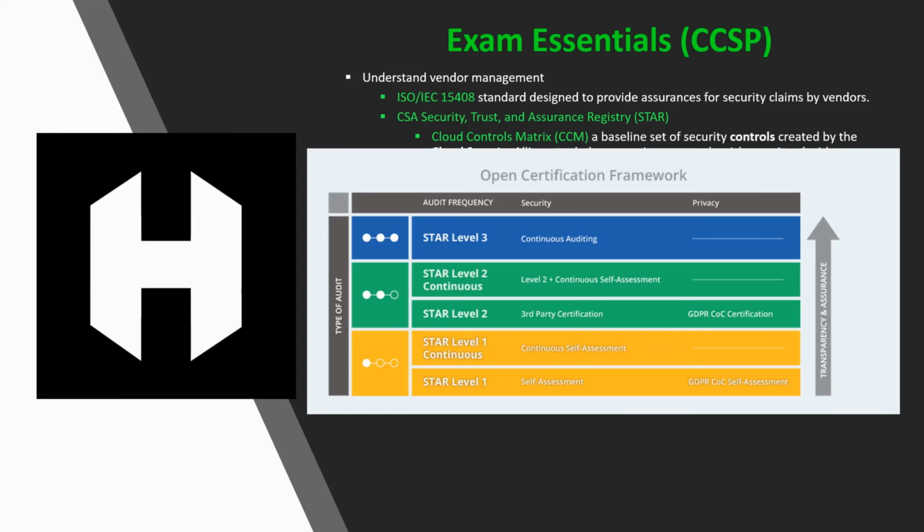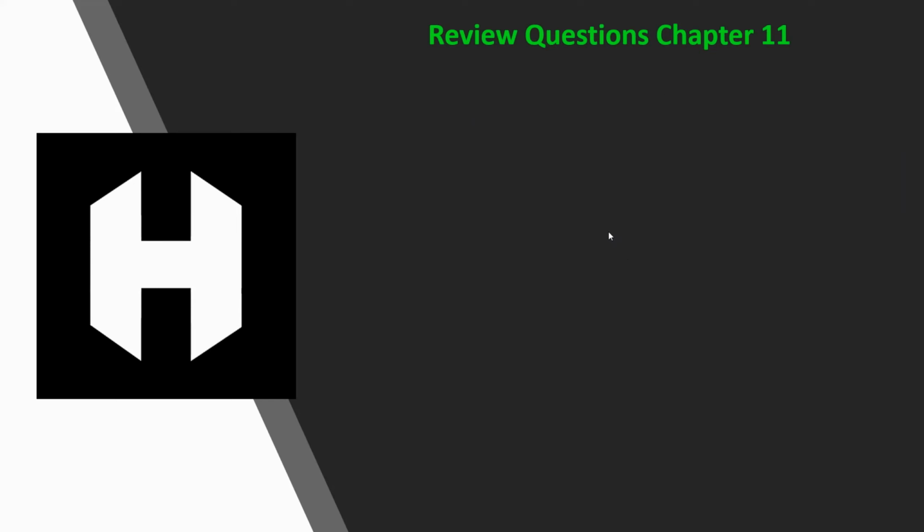As you can see here in this graph, your level 1, your self-assessment, is your least transparent, and your level 3 continuous auditing is your most transparent level. Now, if you're not familiar with any of these terms and definitions, I highly recommend you check out Chapter 11 because they are talked about in detail for you. Now, with that, let's go ahead and jump into some of the review questions.